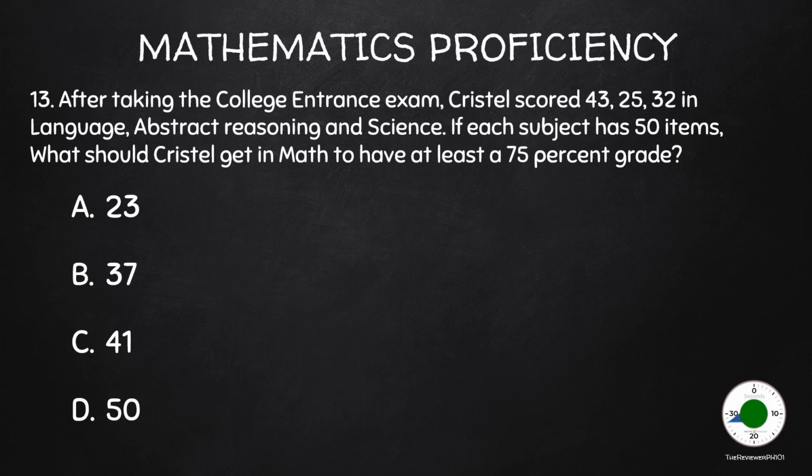13. After taking the college entrance exam, Cristel scored 43, 25, 32 in language, abstract reasoning and science. If each subject has 50 items, what should Cristel get in math to have at least a 75% grade? A. 23. B. 37. C. 41. D. 50. The correct answer is D.